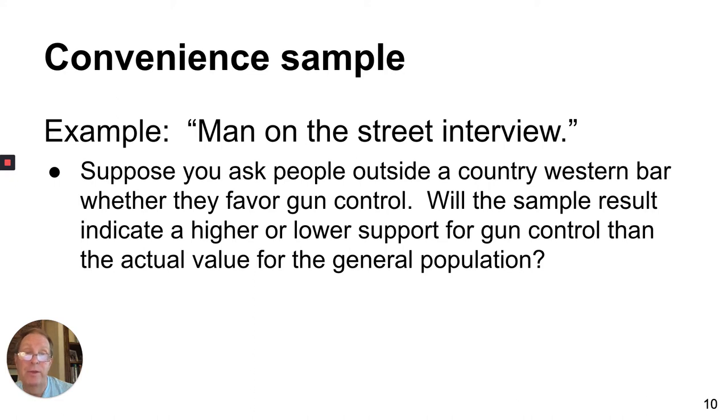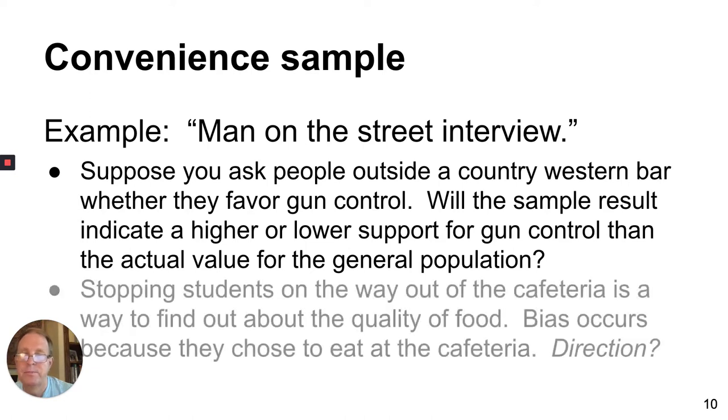And of course, the question: will the sample result indicate a higher or lower support for gun control than the actual value for the general population? The answer to that question will tell you the direction of the bias.